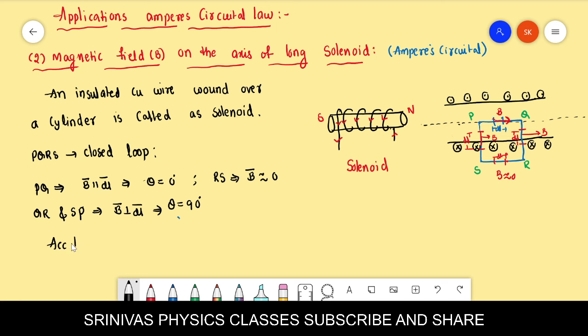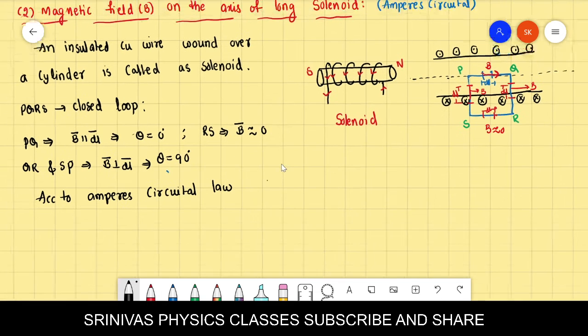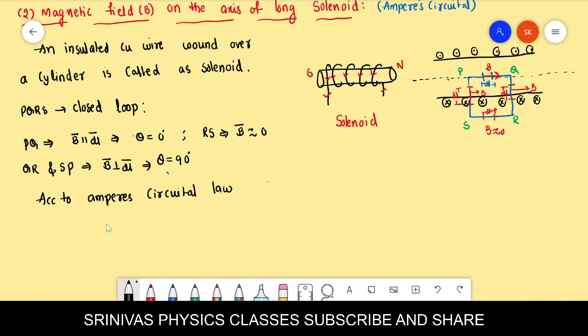According to Ampere's circuital law, what do you know? That is the line integral of magnetic induction around a closed path. Right, the line integral of magnetic induction around a closed path. Integration of B bar dot dl bar over PQRS, we are taking now. Integration of B bar dot dl bar is equal to mu naught times the enclosed current. This is the formula. Is it correct?